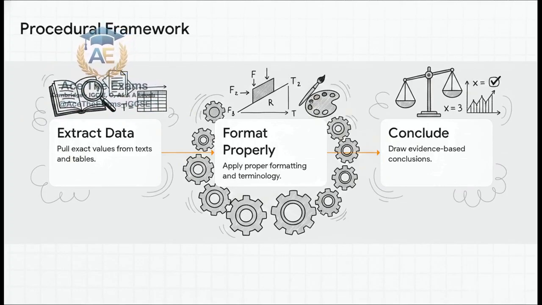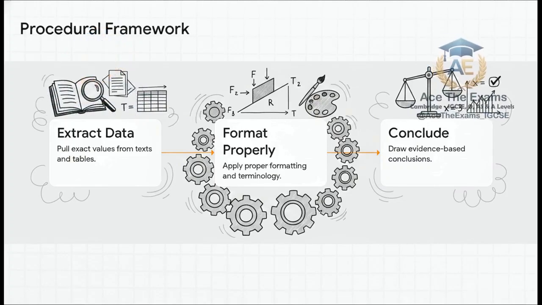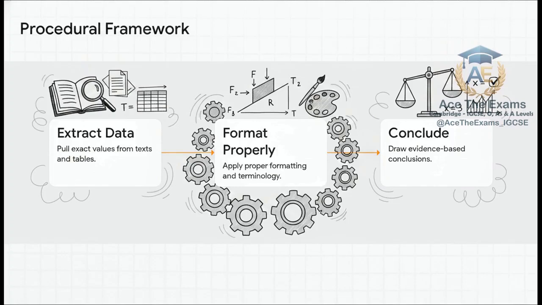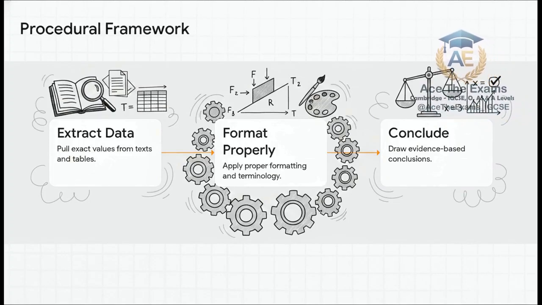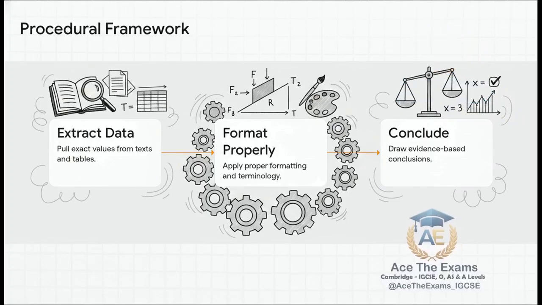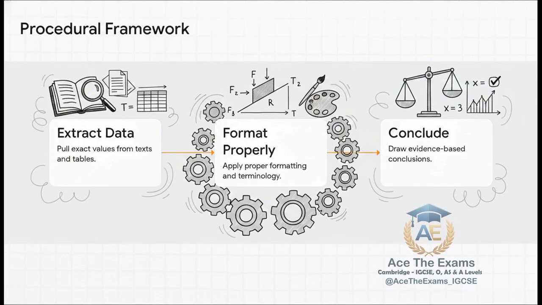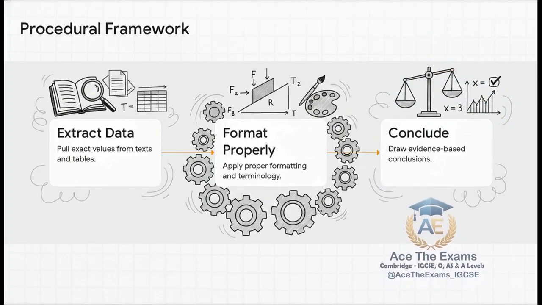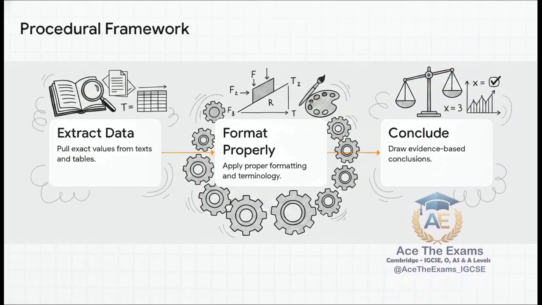Step 1. Extract data from texts and tables. You must pull the exact values given in the scenario. Step 2. Apply proper formatting and terminology. Draw your free body diagrams right away. Step 3. Draw evidence-based conclusions. We are going to use the PEEL framework here. Point, evidence, explain, link. Your point is identifying limiting equilibrium. Your evidence is resolving forces horizontally and vertically. Your explanation is showing the algebraic substitution of F equals mu R. And your link is stating whether the object accelerates or remains stationary based on that math.